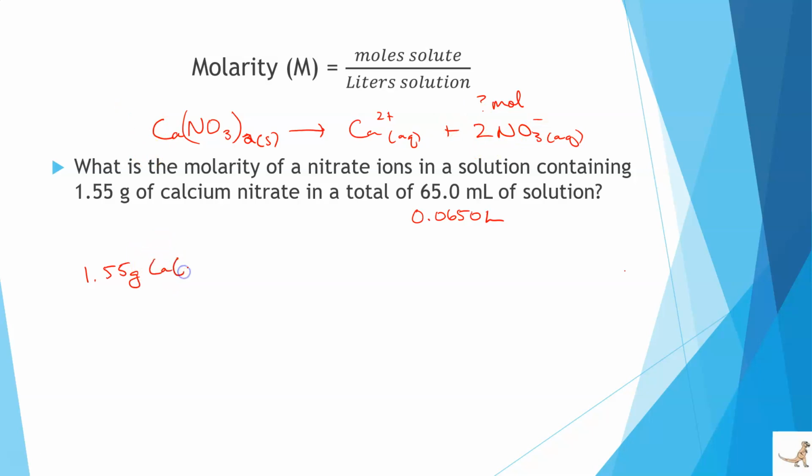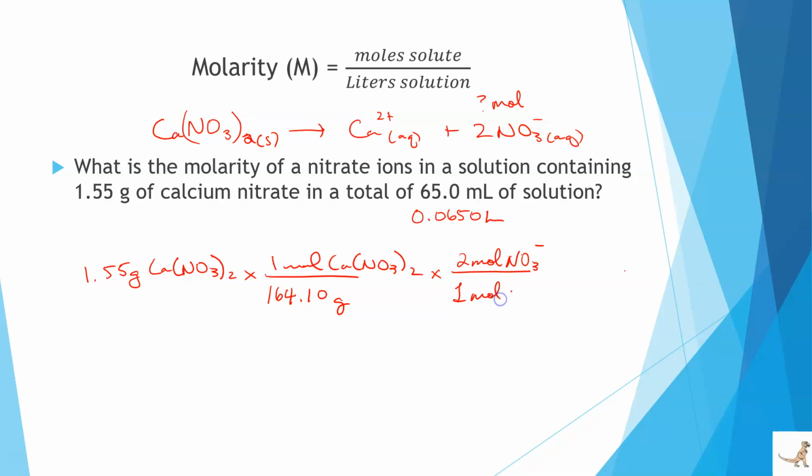So 1.55 grams of calcium nitrate, 1 mole of calcium nitrate is 164.10 grams. And then I'm going to use this mole ratio for the dissociation process. I get 2 moles of nitrate for every 1 mole of calcium nitrate. And that's going to equal 0.0189 moles of nitrate ions.